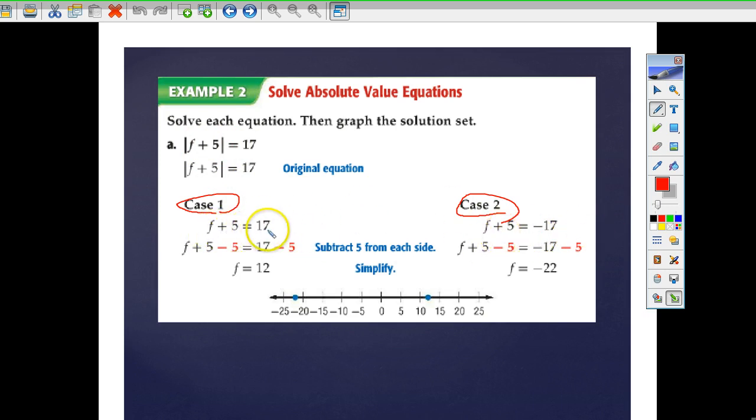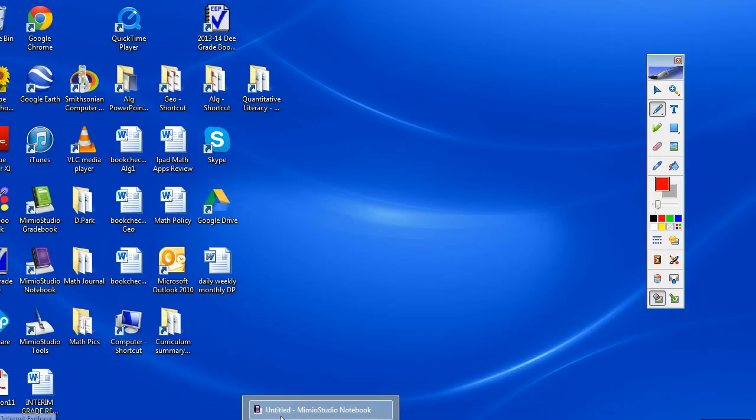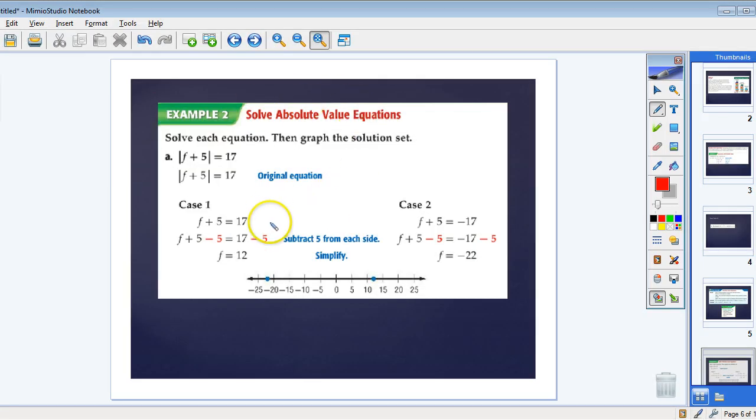When you have f plus 5 equals 17, you subtract 5 on each side, and you have f equals 12. If you have f plus 5 equals negative 17, then you do f plus 5 minus 5, and negative 17 minus 5 equals negative 22. Okay, so here you have two answers, f equals 12 and f equals negative 22. If you want to show that on a number line, here's your positive 12 and here's your negative 22.